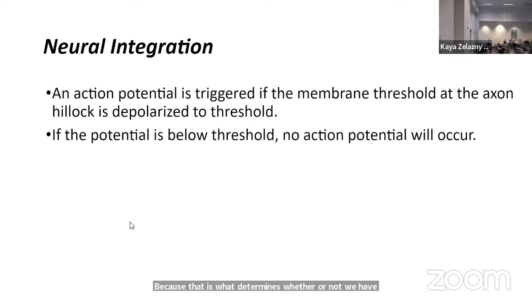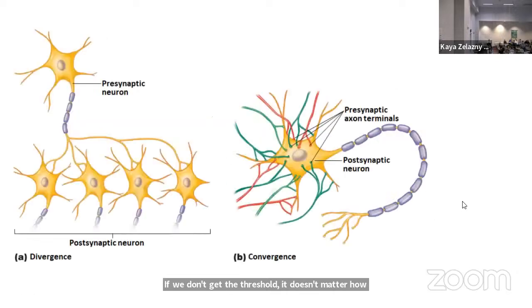Okay. So anytime that membrane of a neuron gets to threshold, that opens voltage gated sodium channels, so we have an action potential. We particularly care if that happens at the axon hillock, because that's what leads into the axon. So that's what would lead to communication, that wave of depolarization happening all the way down our axon to the axon terminal. If we don't get the threshold, doesn't matter how many signals we had come in, no action potentials happen. Okay. So we have connections that can look like this.